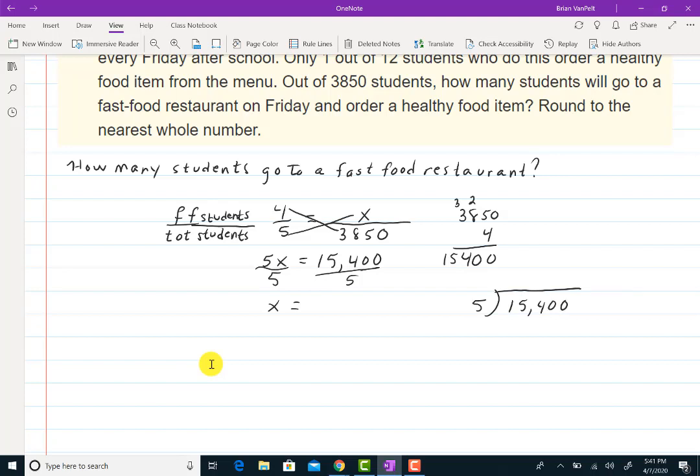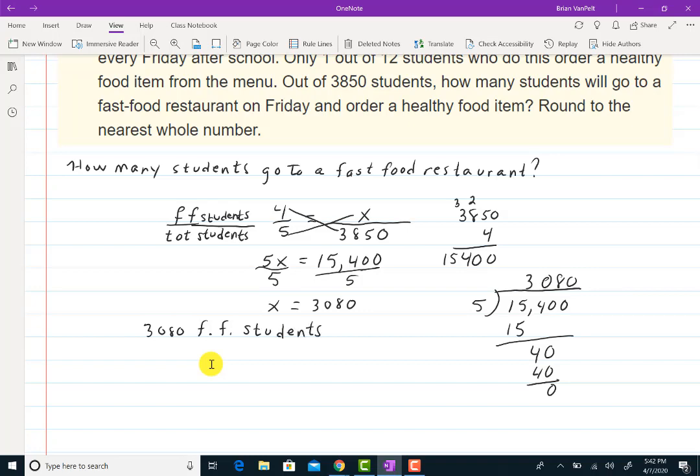And 5 goes into 15 3 times. Subtract, I bring down a 4. 5 goes into 4, none. So I'll bring down a 0. 5 goes into 40 8 times. And then I've still got one spot. Well, 5 goes into 0 zero times. So I have 3,080 fast food students.